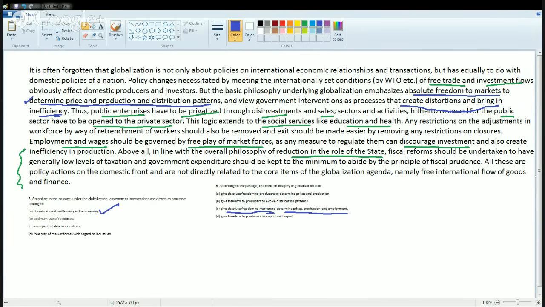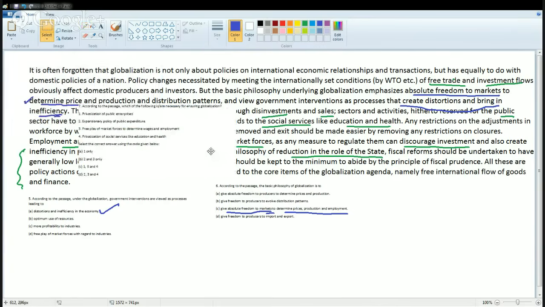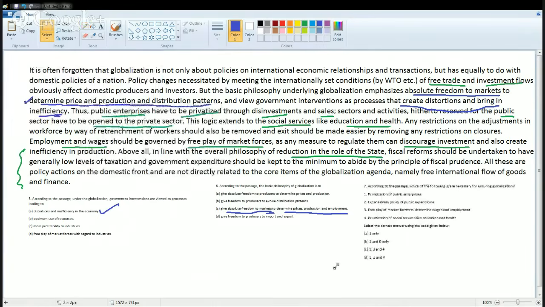Now the next question is, which of the following is necessary to ensure globalization? Here we can understand it mentions privatization of public enterprise here. So this is correct. Free play of market forces for wage and employment. Free play of market forces. So this is again correct. And fourth, that is privatization of social services, that is education and health. This is correct. So the answer is 1, 3 and 4.